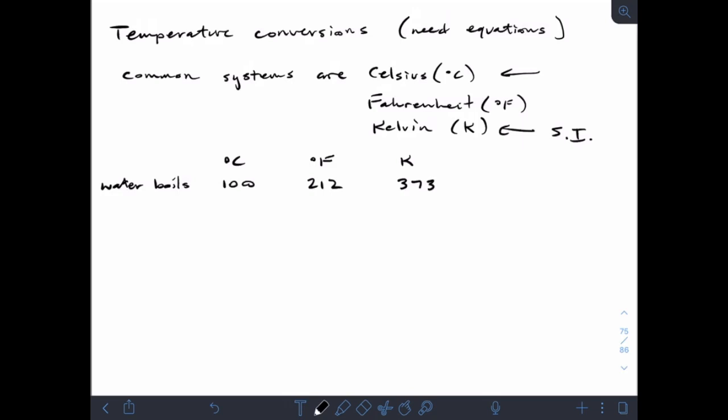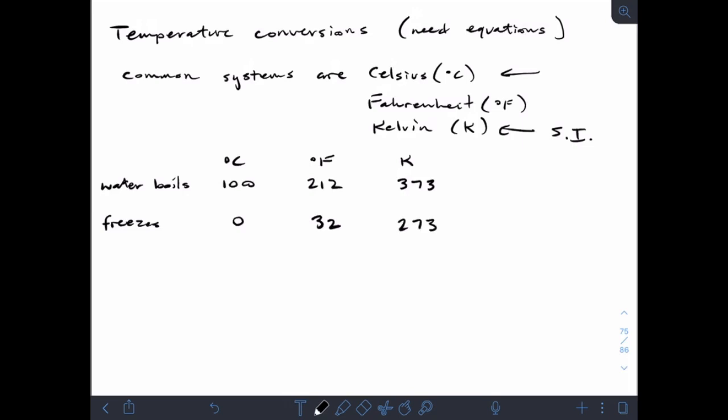Now, water freezes. In Celsius, it freezes at 0 degrees Celsius. Freezes at 0, boils at 100. Why we don't use that in this country, couldn't tell you. But that's what it is. The freezing point in degrees Fahrenheit is 32, and in Kelvin it's 273.